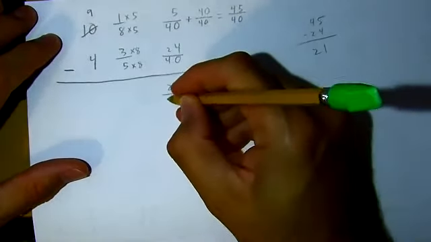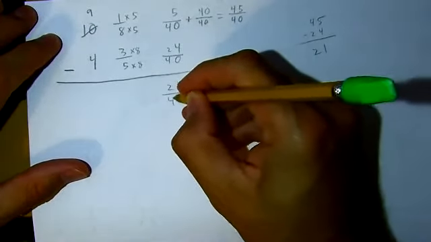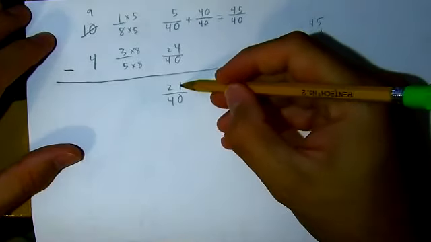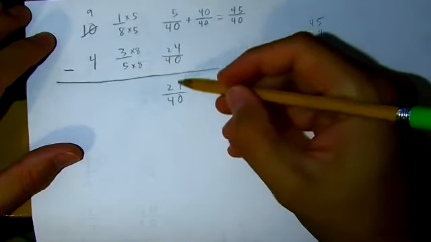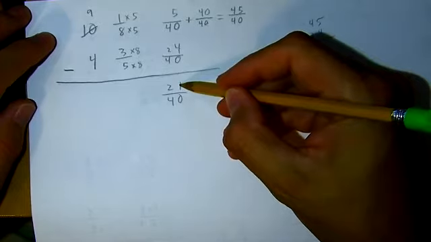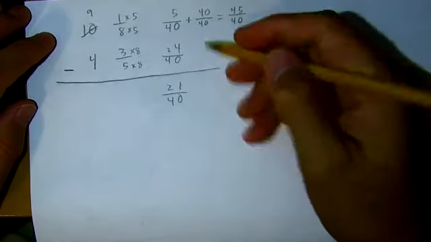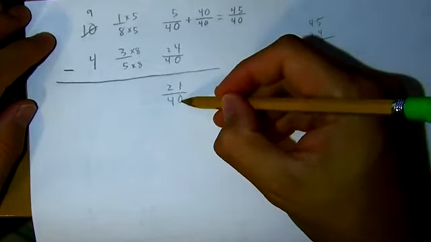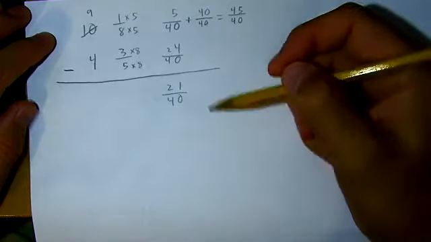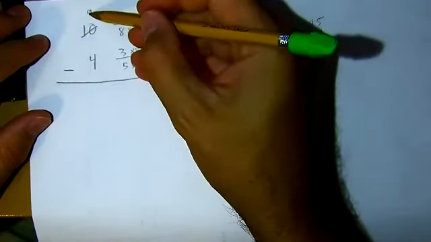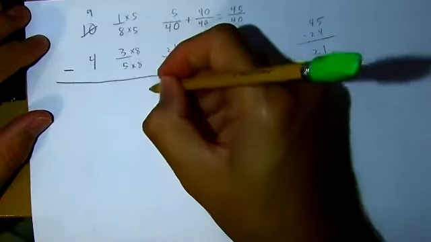Your denominator is still 40. Now, if you know your times tables, you'll know 3 times 7 is 21. 1 times 21 is 21. None of those numbers go into 40 except for 1, so we're simplified. Last thing you do is 9 minus 4, which is 5.